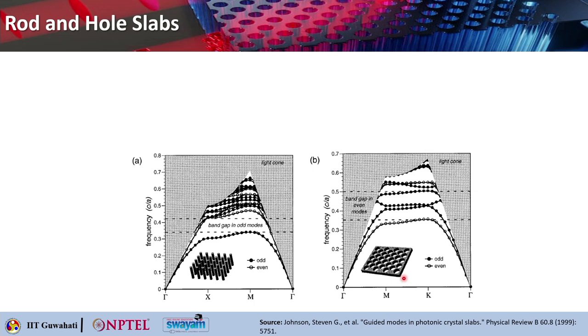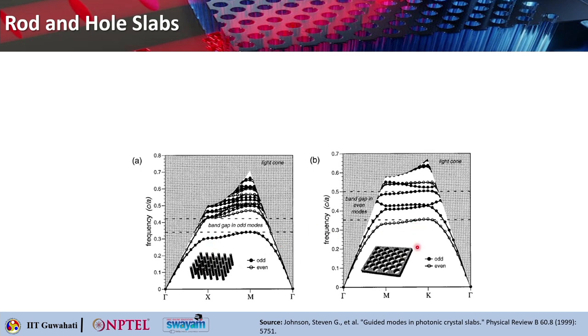Here the lack of translational symmetry in the vertical direction means that the states will not be purely TE or TM polarized. Instead, due to the presence of a horizontal symmetry plane bisecting the slabs, the guided modes can be classified according to whether they are even or odd with respect to reflections through this plane, and they can be indicated as odd or even modes. You can see here the filled circles are showing odd modes and the open circles are showing even modes, and this has been done for both the cases.